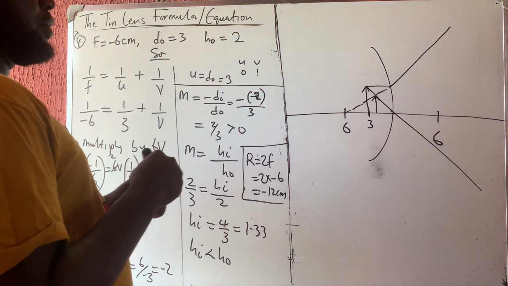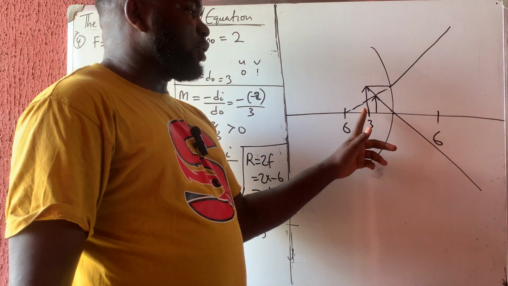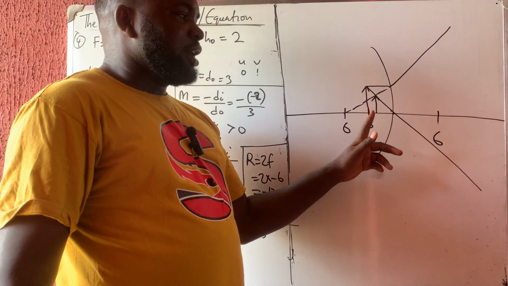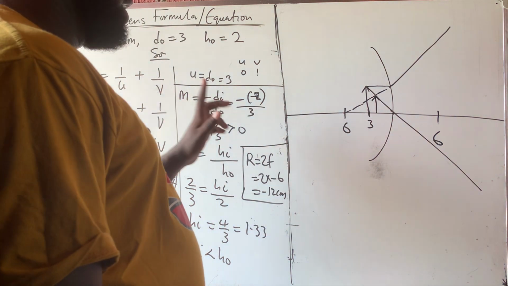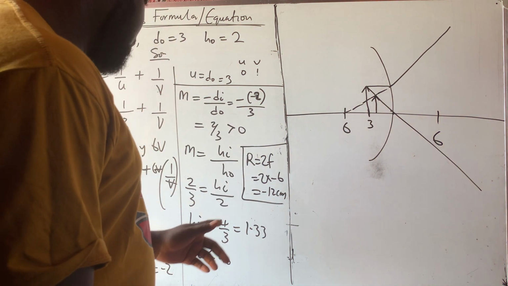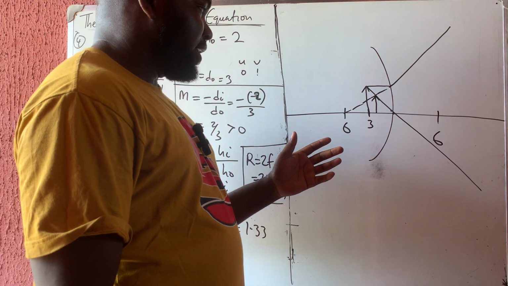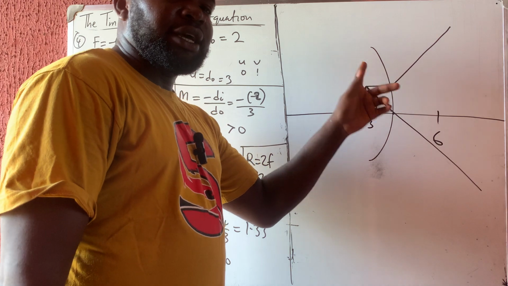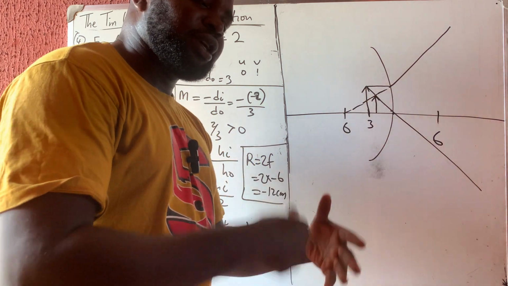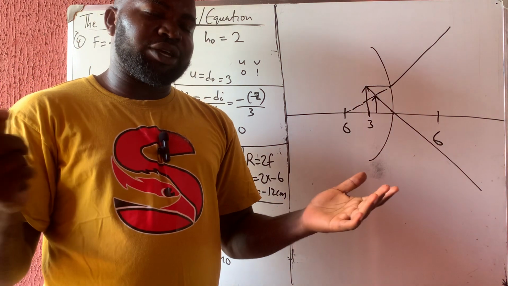And what happened? The image is smaller than the object. Obviously, the image is at the left because we got negative. Don't forget, because we got negative, it is at the left. What else again? It is upright. And if it is upright, it is a virtual image. I hope you understood this.